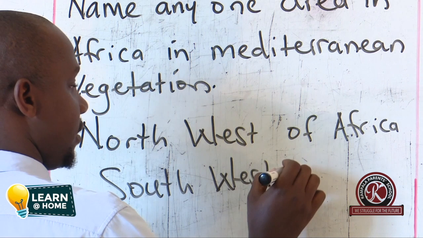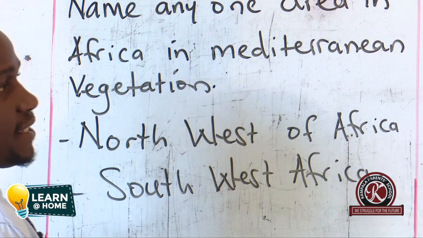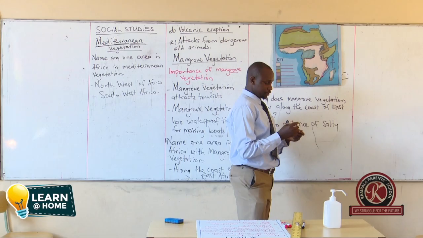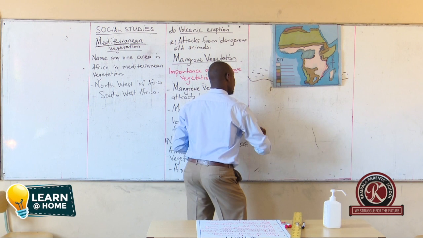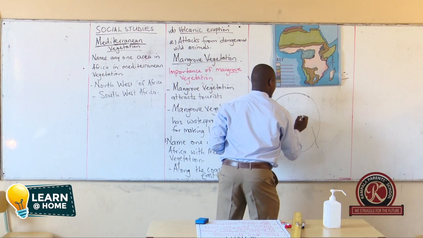And we said in the beginning that Mediterranean vegetation is found outside the tropics. When we say the tropics, we mean... is found outside the tropics. And by saying outside the tropics, we mean, if this is the globe, that's the equator.